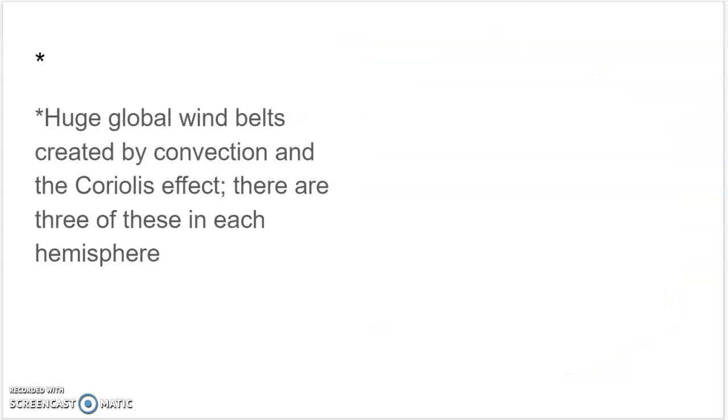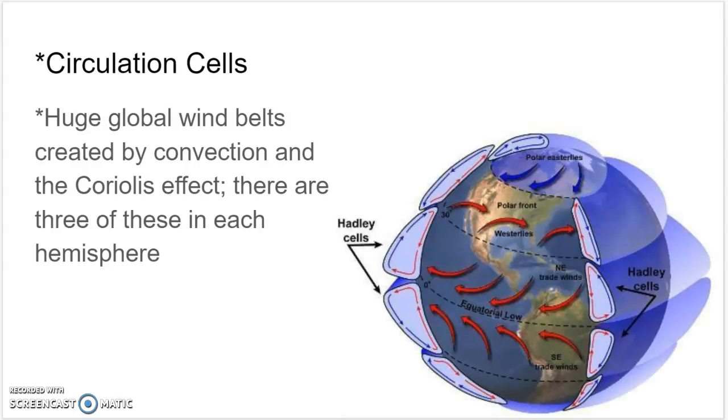And finally, what do we call those huge global wind belts created by convection and the Coriolis effect? There's 3 of these in each hemisphere. We call them circulation cells.